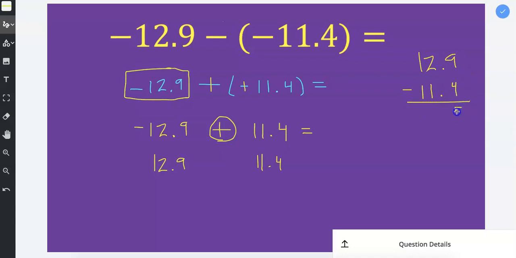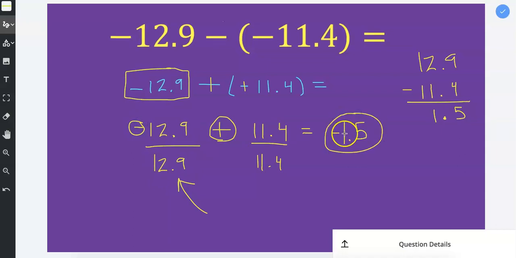9 minus 4 equals 5. Bring down the decimal. 2 minus 1 is 1, and 1 minus 1 is 0. So we get 1.5. Then we need to look back. Do we have more positives or more negatives? We said that this number is larger in terms of absolute value. So we have more negatives than the positives. So the answer is a negative 1.5, or negative 1 and 5/10. Or you could say negative 1 and 1/2.